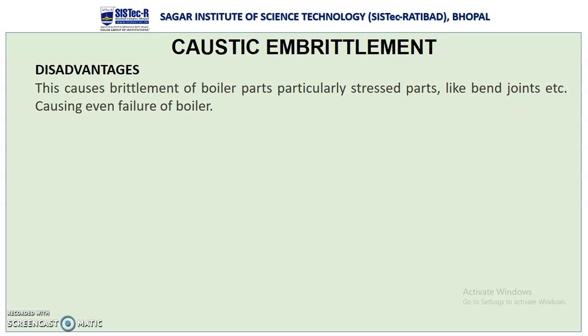Disadvantages of caustic embrittlement. This causes embrittlement of boiler parts, particularly stressed parts like bends and joints, etc., causing even failure of the boiler.